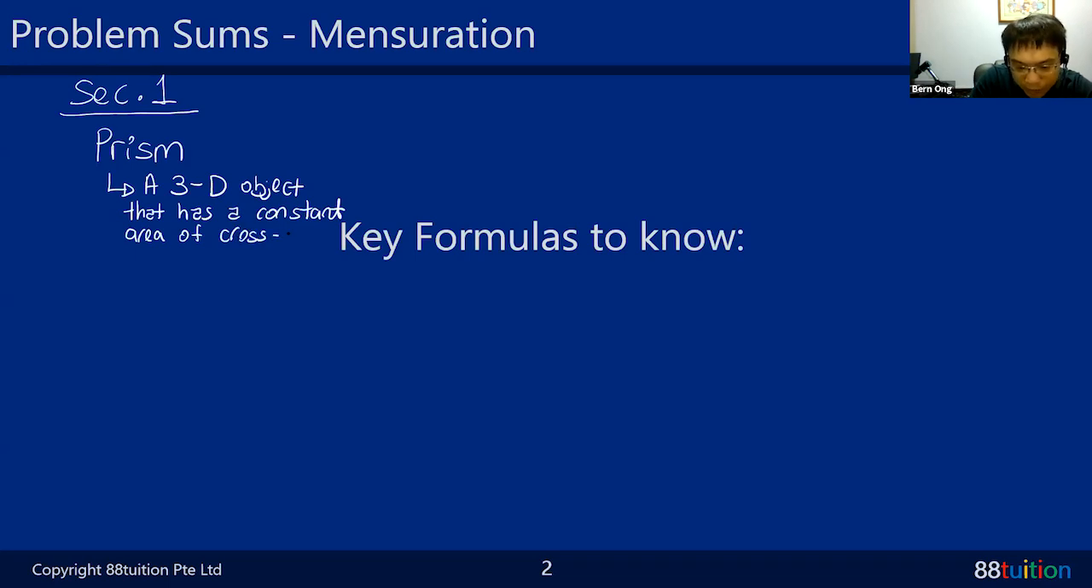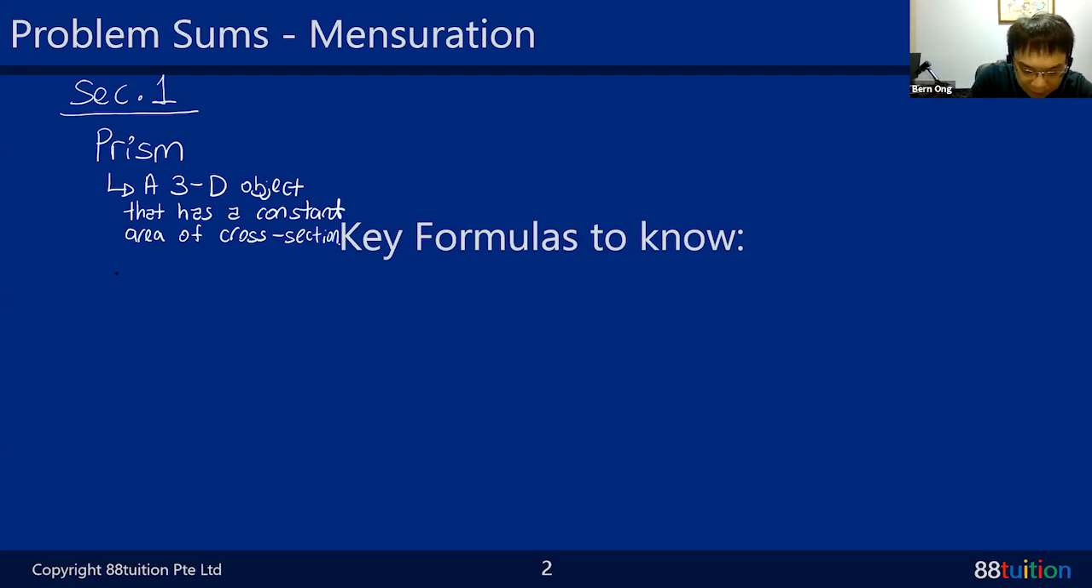What is a cross section? Don't worry, later I explain to you. Can you please, inside your exercise book or inside the worksheet, find a place to write this down. What's the meaning of a prism? A prism is a 3D object, 3D means three-dimensional object, that has a constant area of cross section. Can?